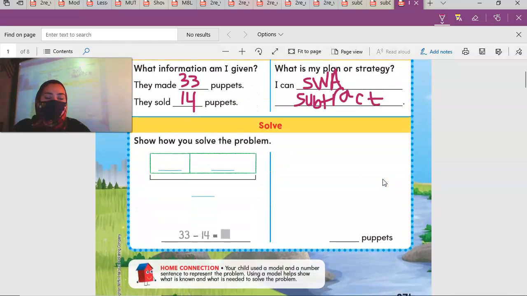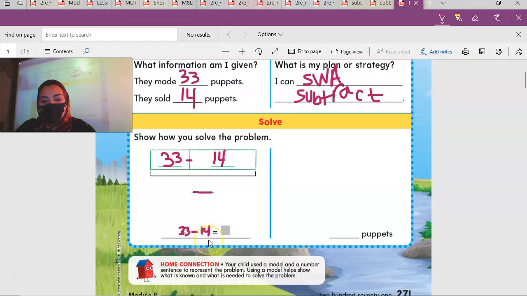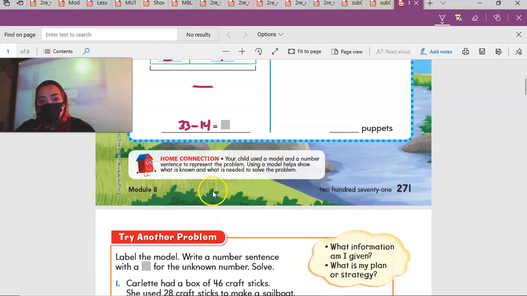Show how you solve the problem. So how do we solve this problem? We write 33, take away 14, and then the answer will go on this line. So if we write it as a number sentence, it'll look like this. 33, trace it, take away 14 equals empty blank.